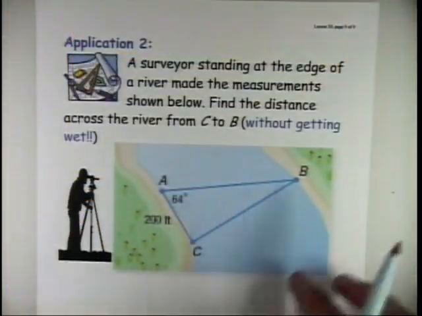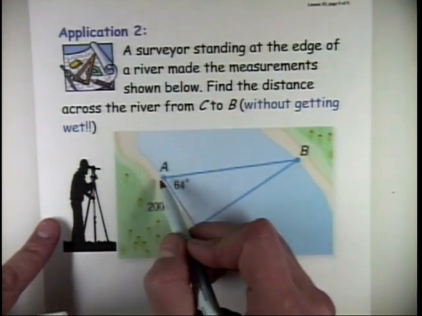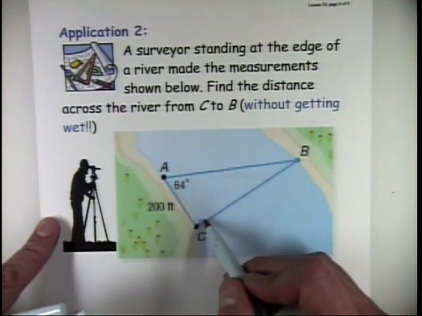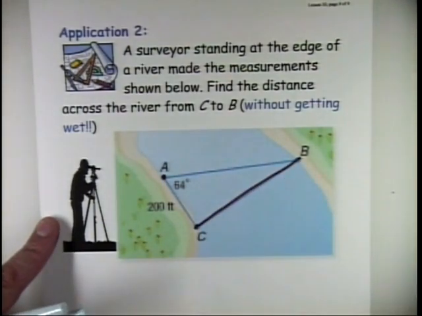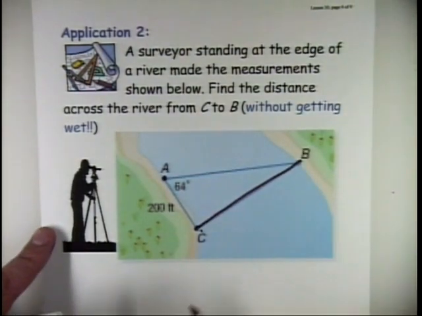Here's another example that we're not going to have a chance to work through all the way, I don't think, but it's surveying. Surveying uses a lot of triangles. We've got a surveyor, and he's taking readings from one part on the shore, and he's going to be able to figure out how far across it's going to be to get from one bank to the other without getting wet, which is kind of nice.